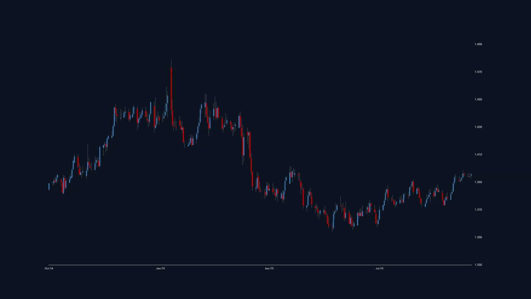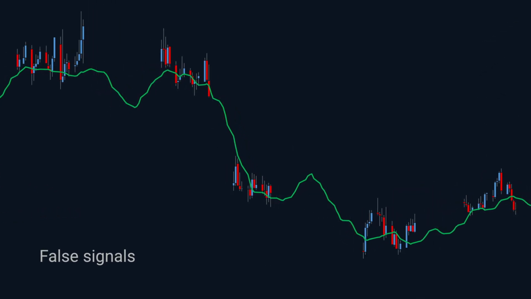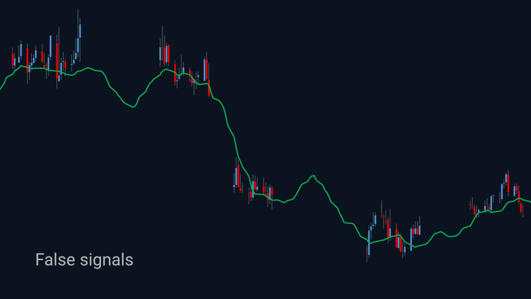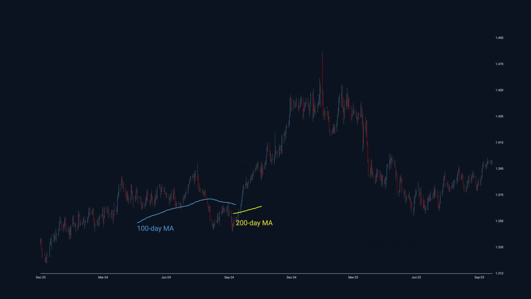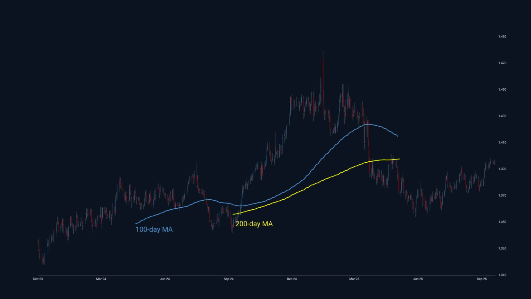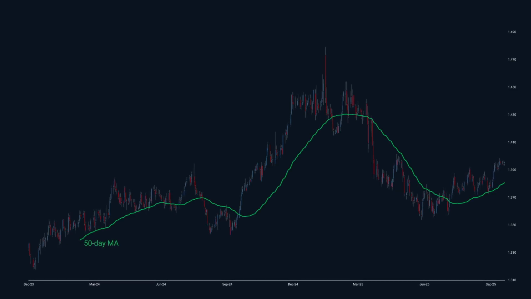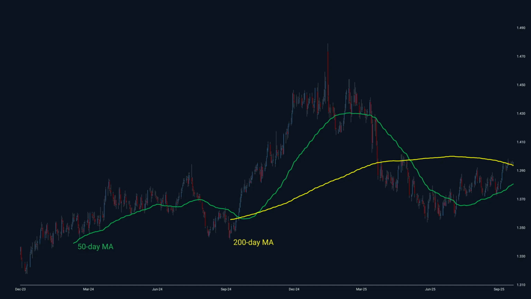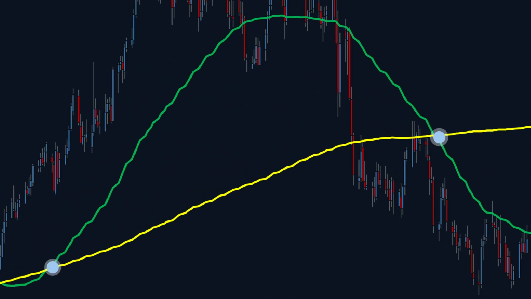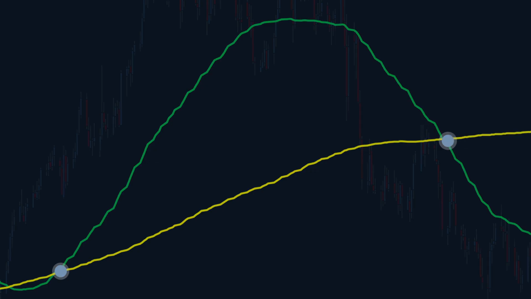For example, a 10 or 20 period MA moves quickly, but can give false signals. It tends to jitter. Prefer something calmer? Use 100 or 200. They're slower, but great for long-term trends and investing. To start with, try a 50-period average, then add a 200-period MA. These two are favorites among traders. Now look, they're crossing. What does that mean? Now you see the trend.